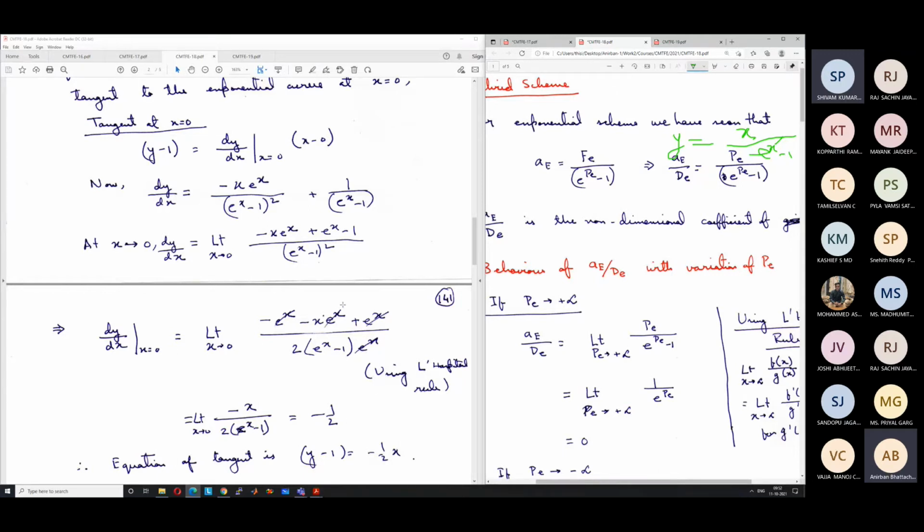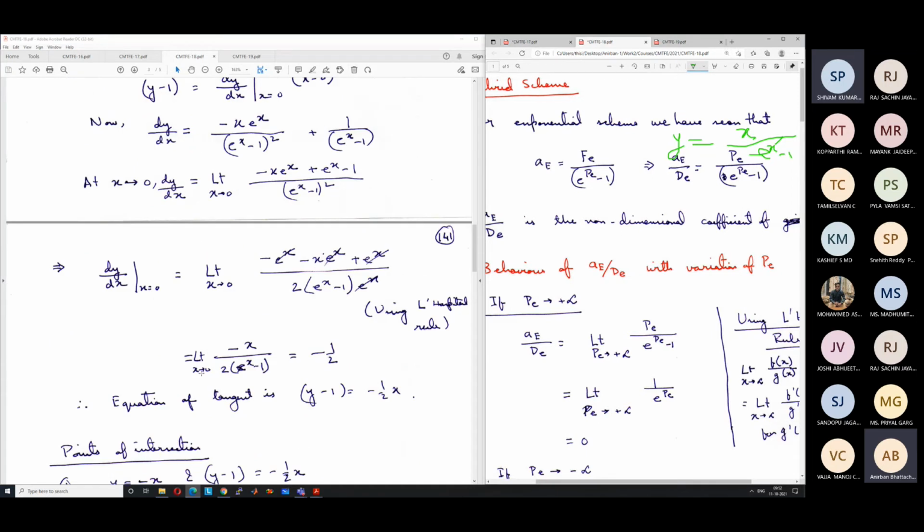So again, in the numerator we have an e^x, in the denominator we have an e^x, they get cancelled. So finally we are left with minus x by 2(e^x minus 1). So dy/dx at x equal to 0 is the limit x tends to 0 of minus x by 2(e^x minus 1). Remember the limit x tends to 0 of (e^x minus 1) by x is equal to 1. So if you take minus half out, the limit of x by (e^x minus 1) will be 1. So this is equal to minus half. So the slope at x equal to 0 is minus half.